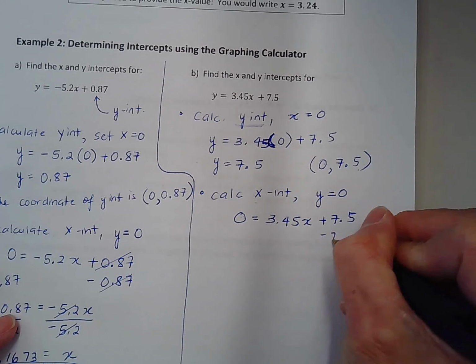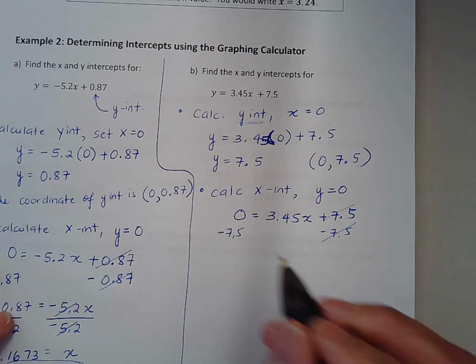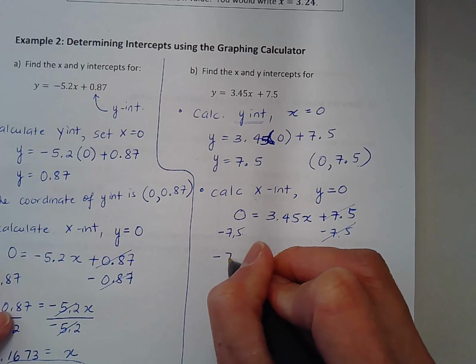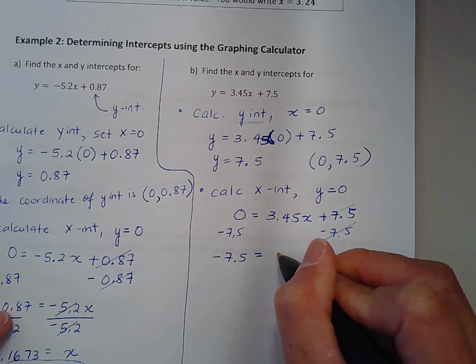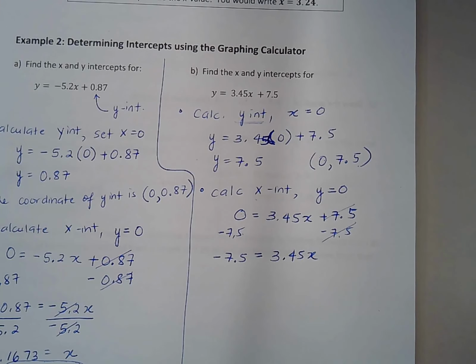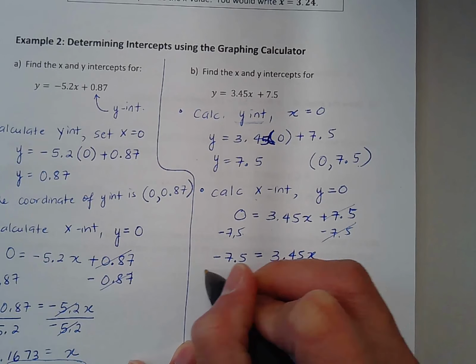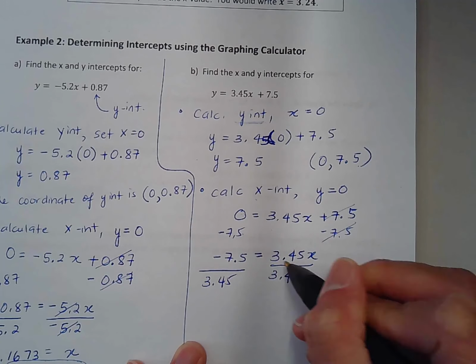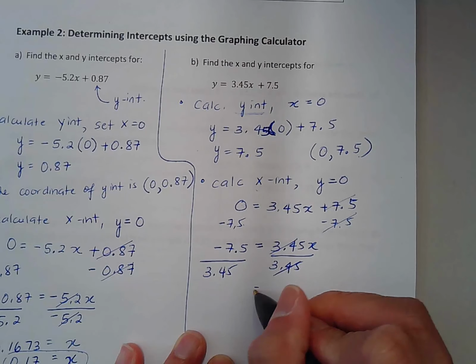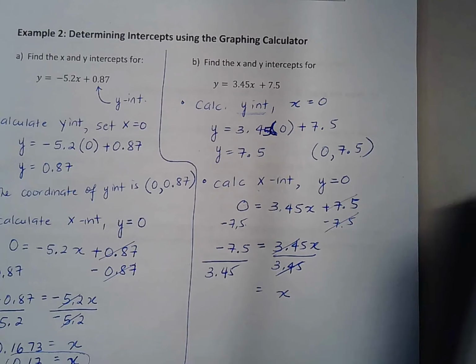And what's our next step? Divide by 3.45. Yeah, we're going to divide by 3.45. You do it on one side, you've got to do it on the other side. So x remains, and whatever this is, that's your x-intercept. So let's calculate that one. Negative 7.5 divided by 3.45 is going to be negative 2.17.